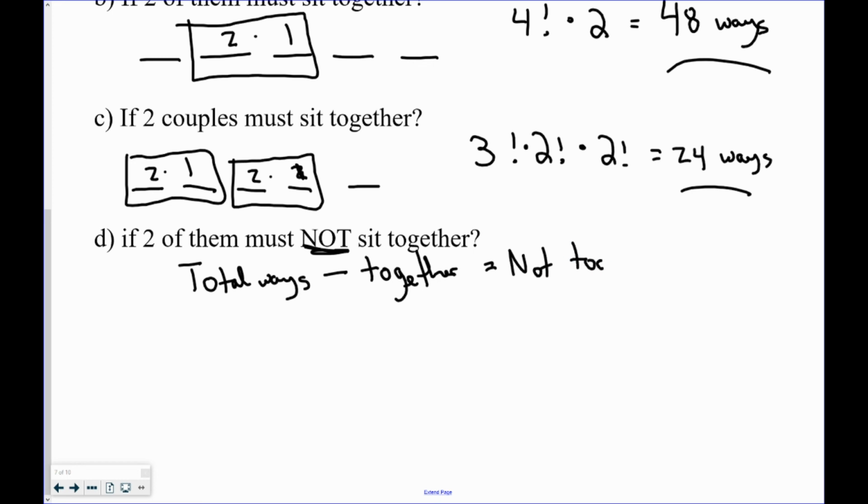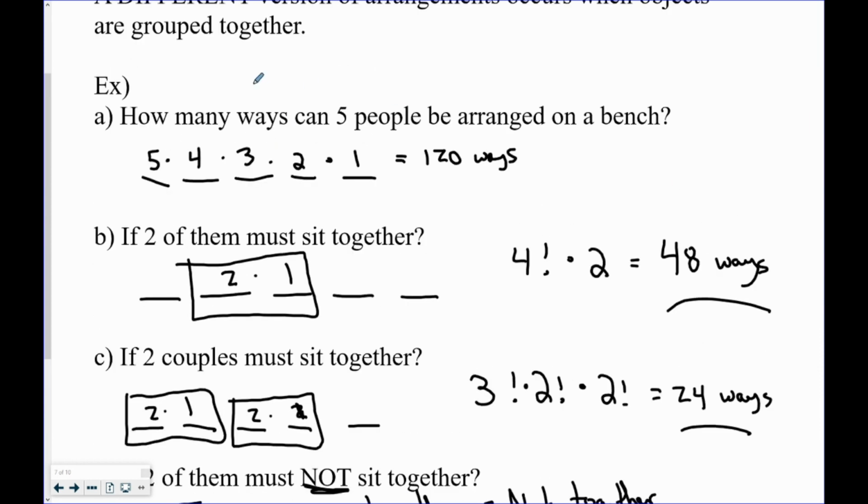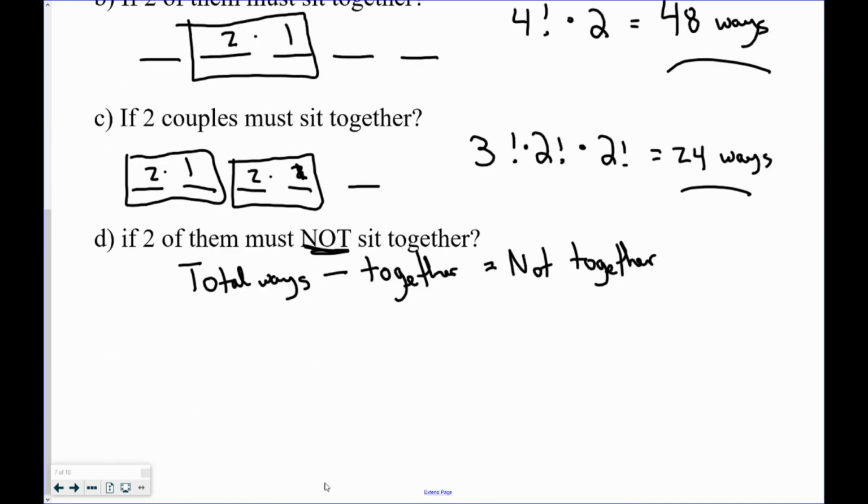Now, this is a common trick in probability. It's usually easier to calculate when things are together versus not together. So we did that, right? If 2 people have to sit together, there's 48 ways for that to happen. And we know that in total, for 5 people sitting in a row, there's 120 ways that can happen. So the total ways that everybody can sit is 120. Right?